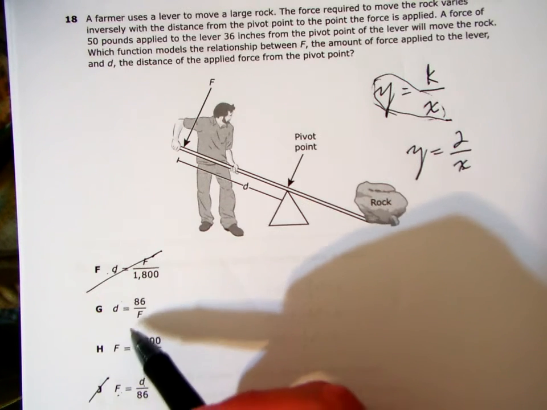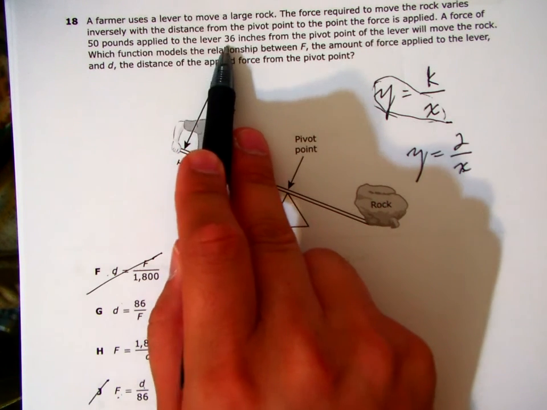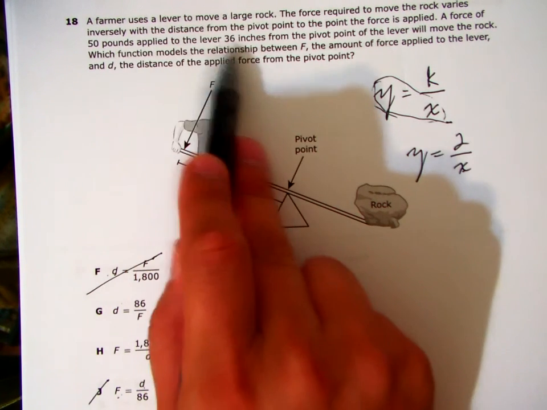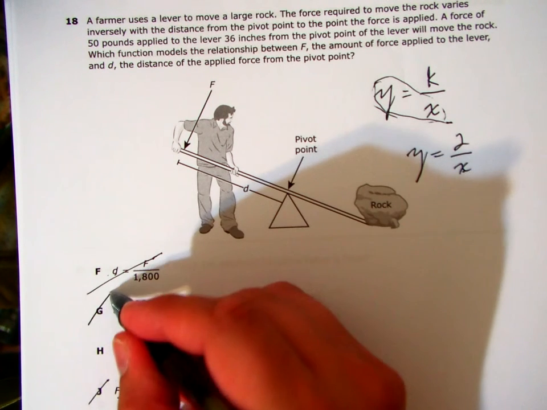86. How do you get 86? 50 plus 36 is 86. But you cannot add pounds and inches. They're two different measurements. You cannot add them. So it cannot be G.